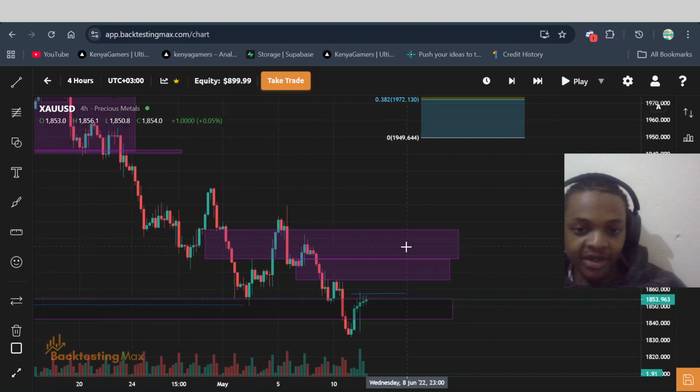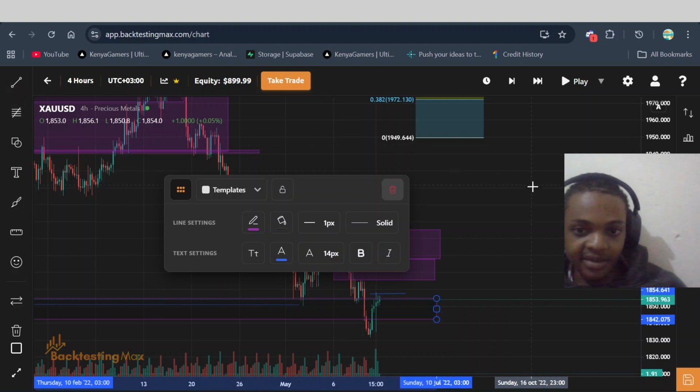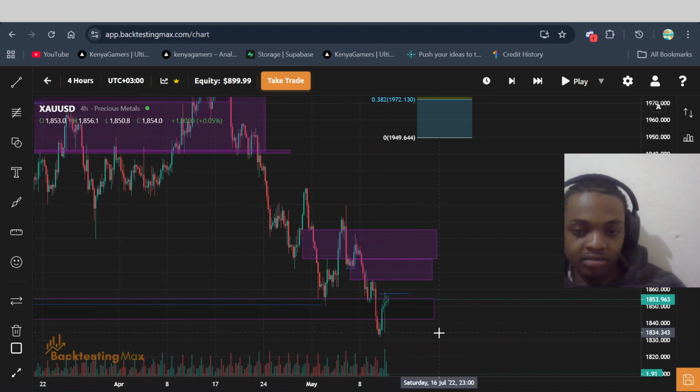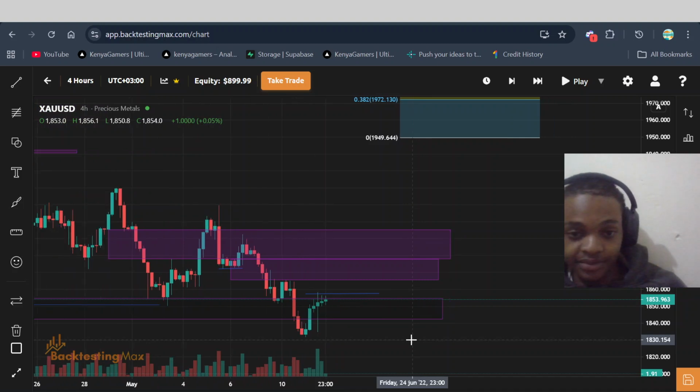Let's go look at the 4-hour time frame. High, low, lower high, change of character. Change of character. Then we make a high, low, lower high, low, lower high, lower high.